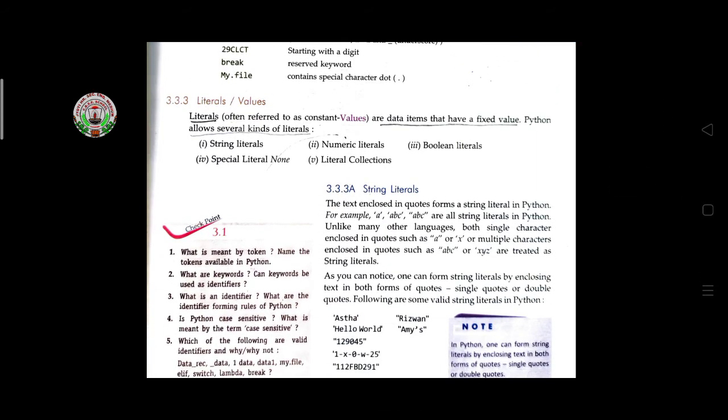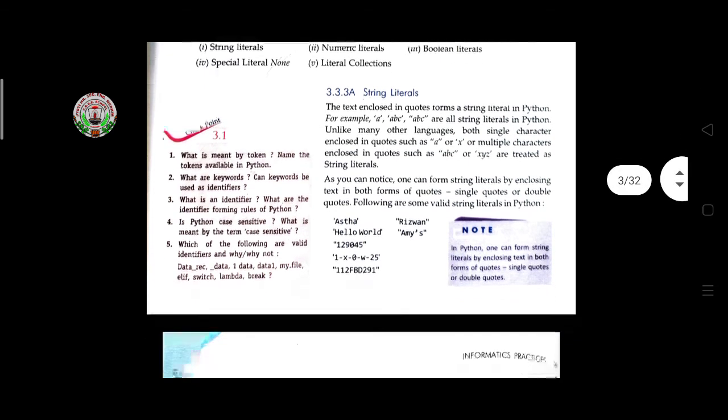Then come to the literals. Literals means values. Values are of several kinds: string literals, numeric literals, boolean literals, the special literal None, then literal collections. So we'll discuss the string literals. The text enclosed in quotes forms a string literal in Python. So if you are taking a variable as a string, you have to enclose that string with the help of single quotes or double quotes.